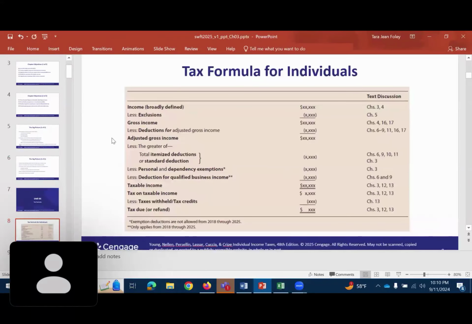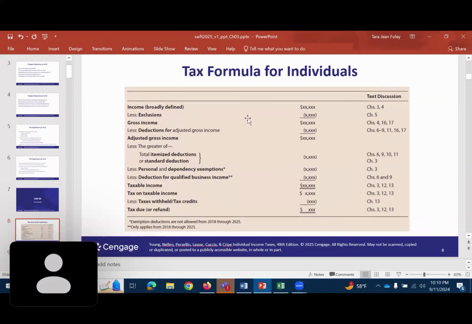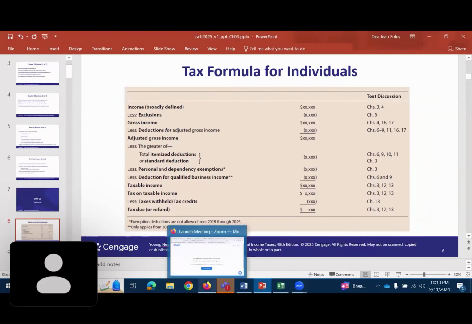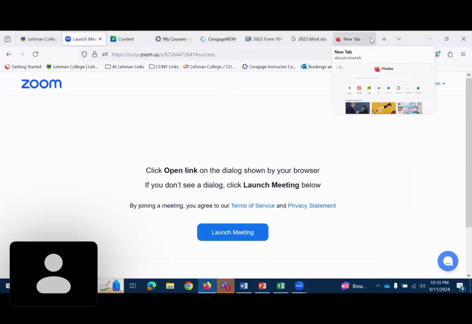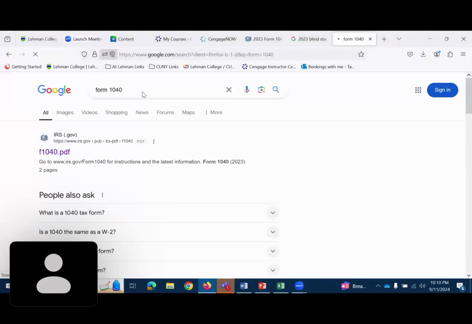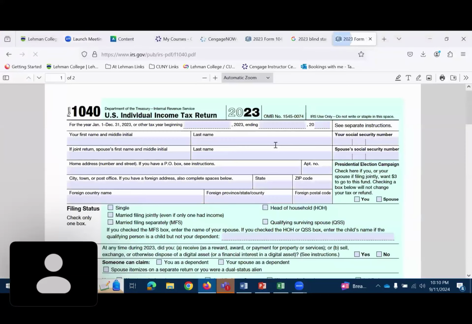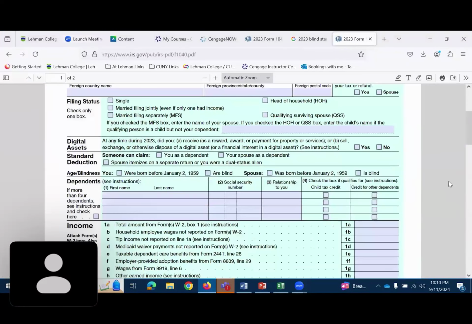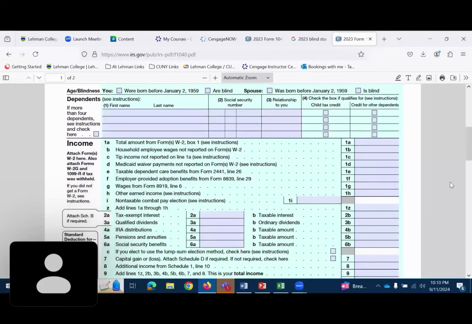So each of these categories, exclusions, are in Chapter 5. Income, Chapter 3 and 4. Gross income. So they're broken out between chapter, right? It's the tax formula for individuals, but it's kind of not as clear as what I think it should be. I think they need to update this because the form doesn't work that way. And when you're doing tax returns, you have to make sure that you're putting things on the form correctly.